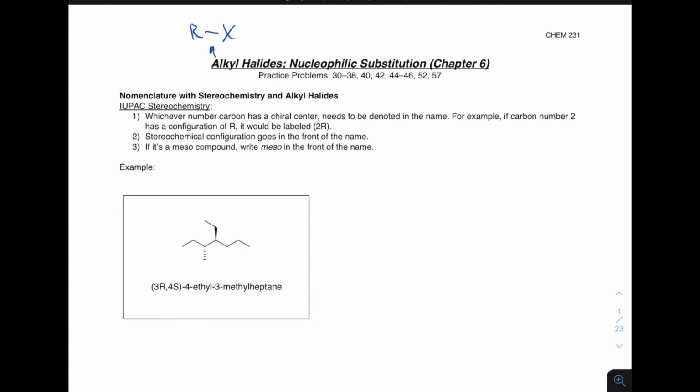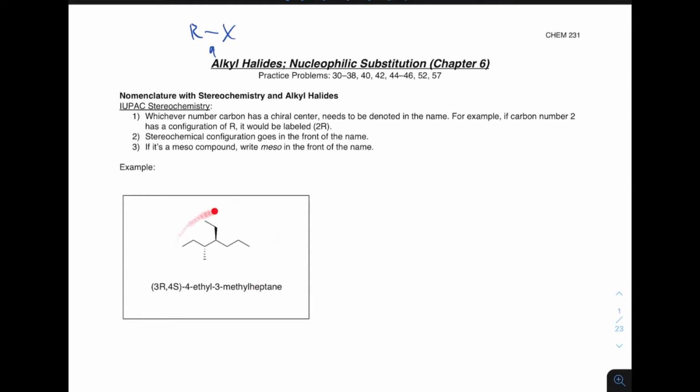So when we have a molecule that does have a chiral center, whichever number carbon has a chiral center, we're going to give it an R or S configuration. So for example, if carbon number 2 had a configuration of R, it would be labeled 2R, and we put that in front of the name. And if we had a compound that was meso, it had a mirror plane going through it, a plane of symmetry, we would write meso in front of the name. So I'll go over some examples of that.